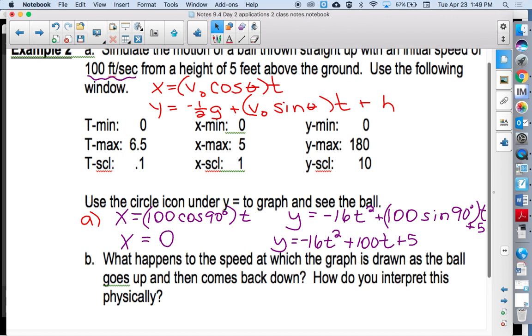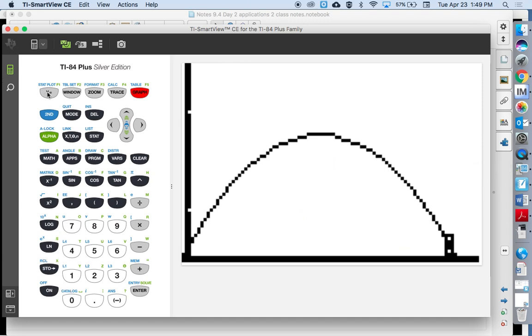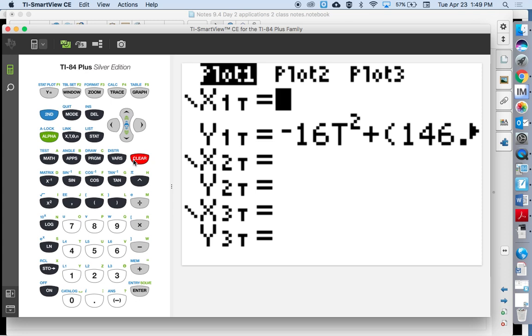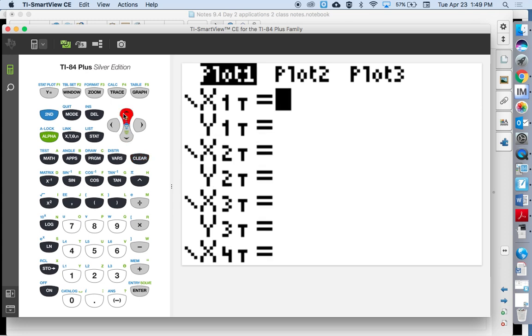So you are given the actual window, so you don't need to guess for that. We're going to use the ball as well, but we're making one little adjustment to the window when we get there. So make sure you use the ball so you can see the ball. So we got a 0 for x.